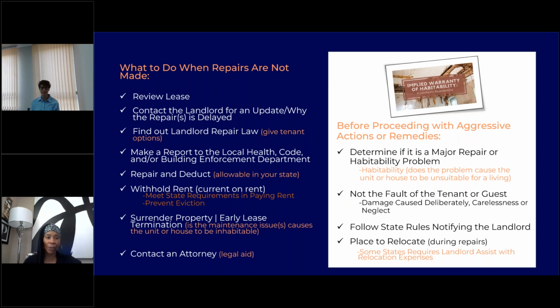So what to do when repairs are not made? The first thing is to help your newcomer review the lease. Go over the lease with them to see what the time period is for the repair and what the next step is. Then, if the repair is not being done, contact the landlord for an update. Find out what the delay is, because sometimes work orders are delayed because they have to order a part.